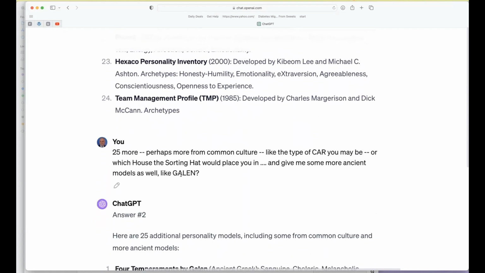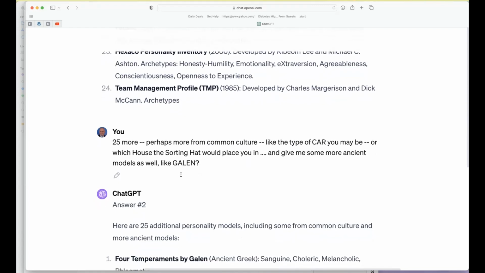So I said, you know what? Give me 25 more, perhaps more from common culture, like the type of car you may be, or which house the sorting hat would place you in. And give me some more ancient models as well, like Galen.